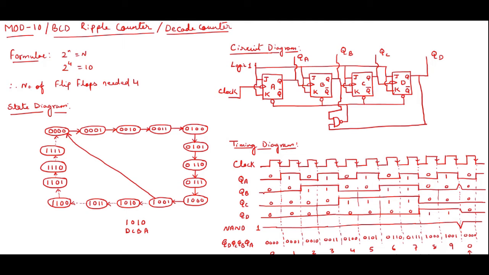Now B will respond to the negative edges of A. So at the negative edge of A, B changes from 0 to 1. Again at the next negative edge of A, B changes from high to low, then again from low to high. In this way B is responding to the negative edges of A. Now C will respond to B's negative edges, and D will respond to C's negative edges.